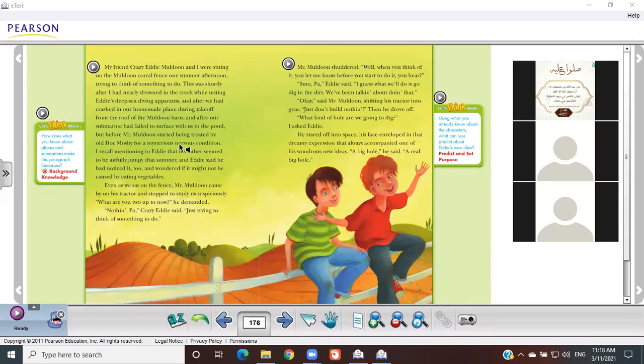So now we have a trait about Crazy Eddie and about Mr. Muldoon. We need to have a trait about our author, but we will have it next period as we don't have enough time here.